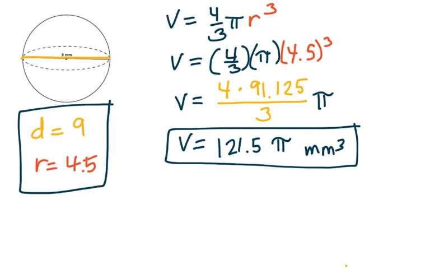We have a diagram here of a sphere, and we're given the diameter of 9 millimeters. So we're going to be trying to find the volume. The formula for volume of a sphere is 4/3 pi r cubed. So there are so many details we need to pay attention to. The actual calculation is not that hard, but there's a lot of details.